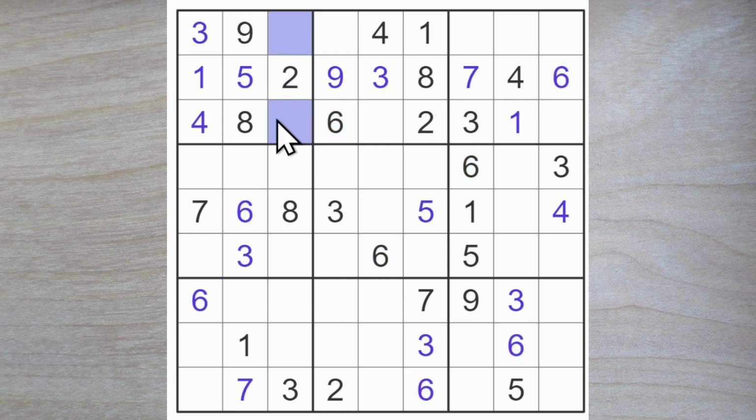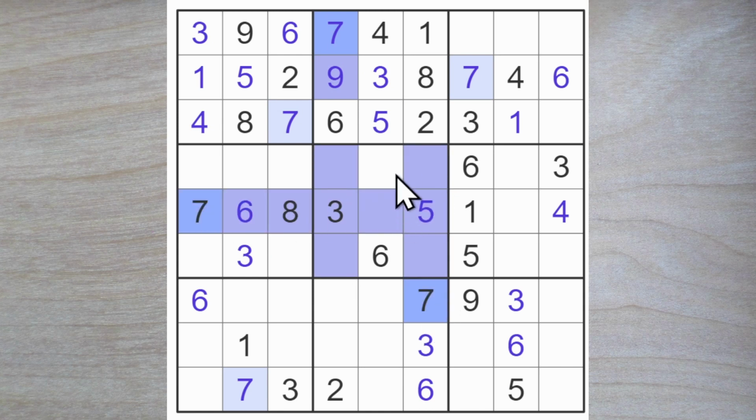We can deal with the 6, 7 now. The 6 blocks over. Here's a 7, and here's a 6. 7 forces a 5 to go here, while the 7 must go here. This 7 blocks down. The 7 blocks up. We have a 7 blocking across. 7 also must go here.